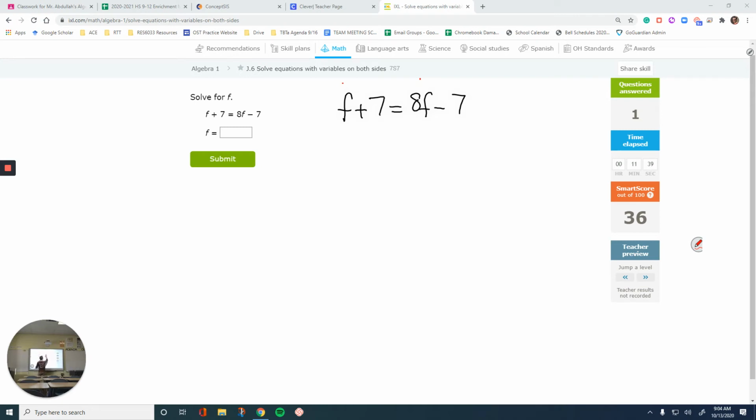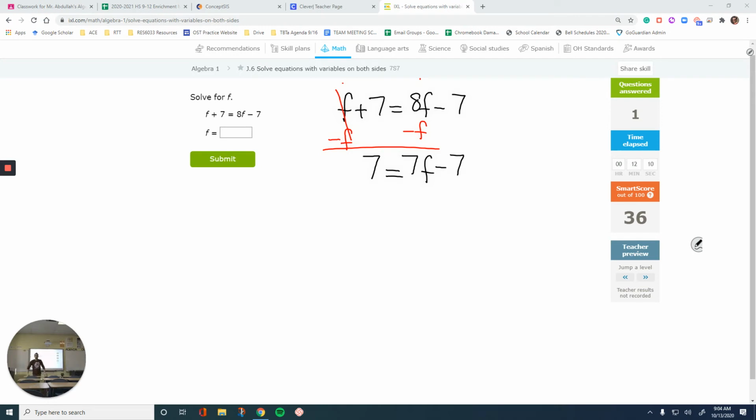So that's positive 1f. I want to do minus 1f. Minus 1f. You can also put negative 1f. You can put that 1 in there if you want to. It doesn't make any difference. On the left, I have positive 7 equals 8 minus 1 is 7f. And then drop down that negative 7 in here.